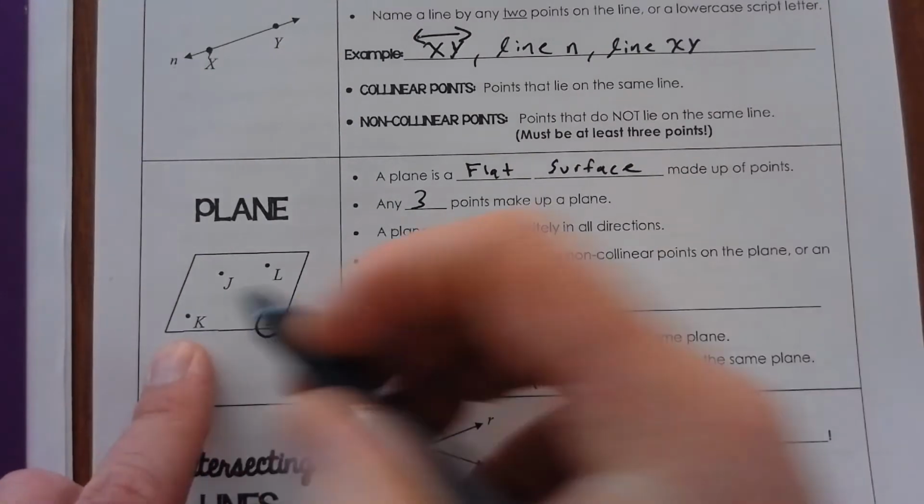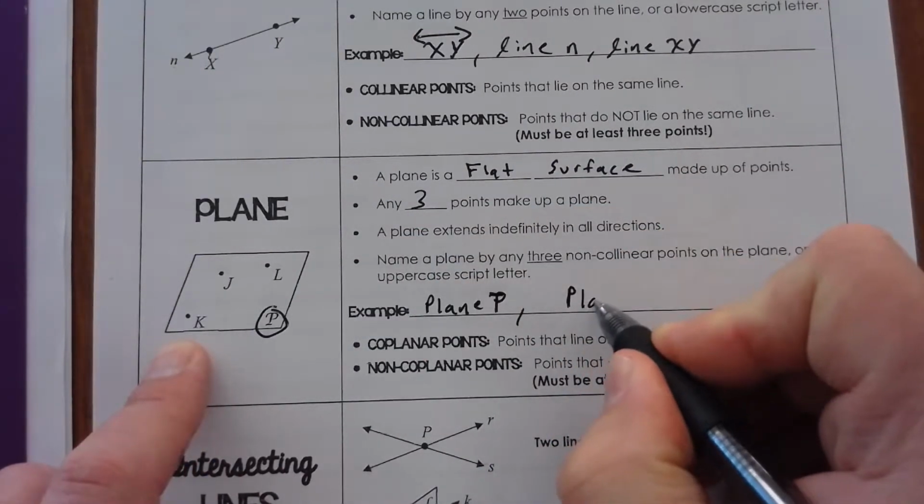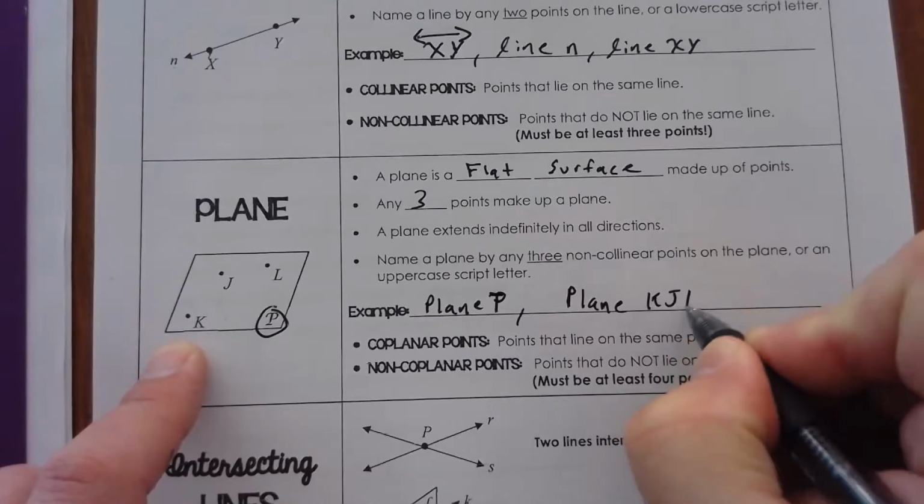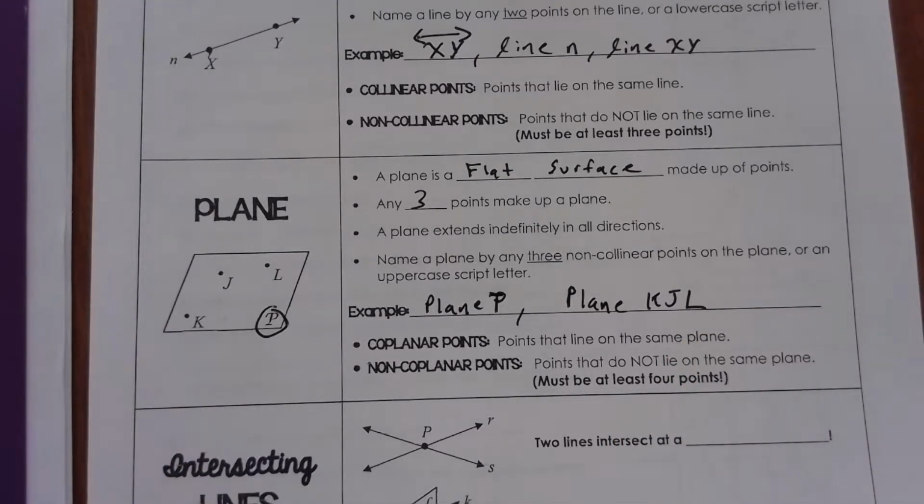So we can call this plane KJL. Or you can call it LJK, JKL, whatever you want to. Some permutation of 3 non-collinear points. So if you talk about coplanar points, they're points that lie on the same plane. Right? And non-coplanar points don't lie on the same plane. Anybody got any questions? You need a second to get caught up with your notes?